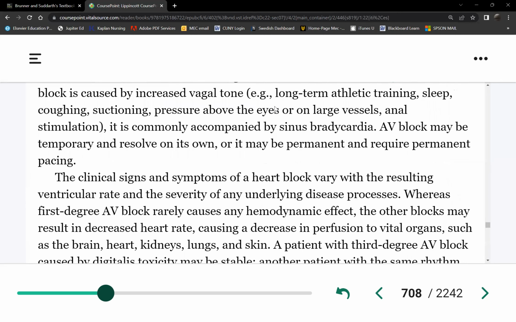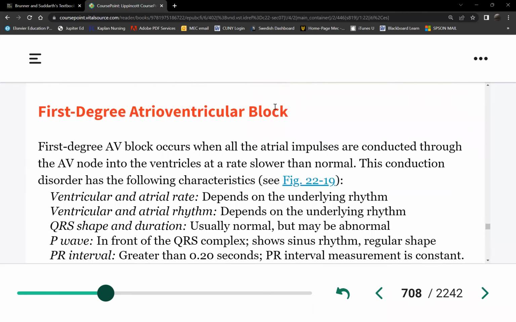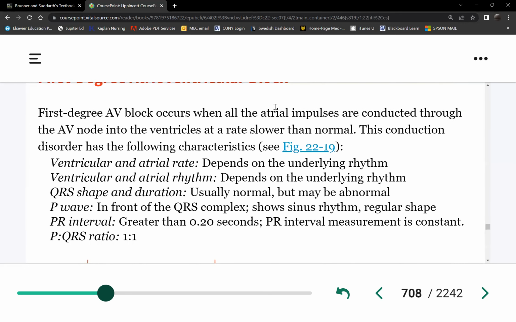First degree AV block is not really a block. It's technically a delay. Meaning, what is this time represented again? The time that it takes for the impulse to travel from the SA node to the AV node before it transmits it to the ventricles. What do you call that again? PR interval. Okay, so what will happen to the PR interval in first degree block if it's a delay? Longer than what?